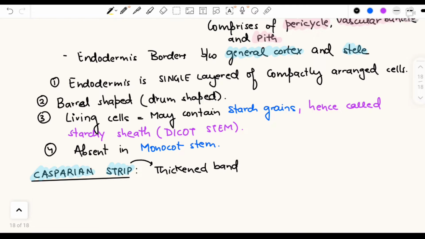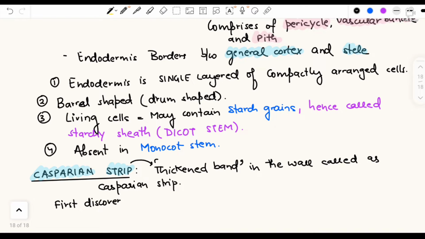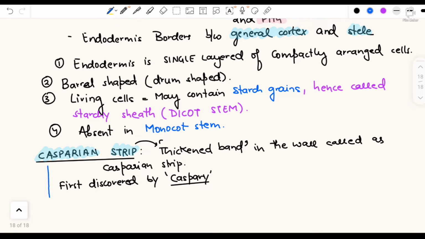Here, another concept of Casparian strip comes, where a thickened band in the wall of the endodermis is called Casparian strip. The Casparian strip is a thickened band present in the walls of endodermis. It was first discovered by Caspary. The Casparian strip is named after his discovery, and this Casparian strip has the deposition of waxy material which is suberin.